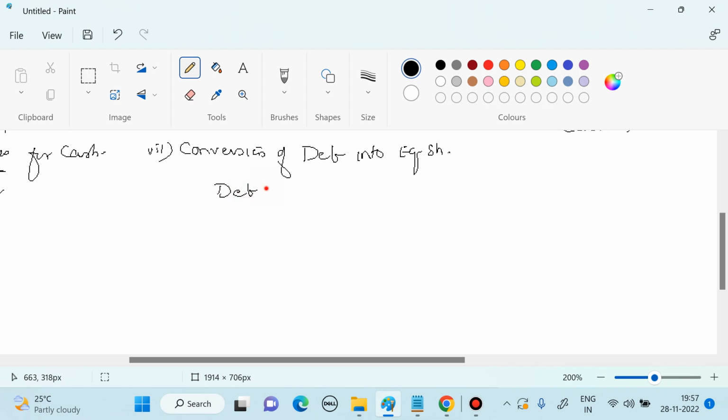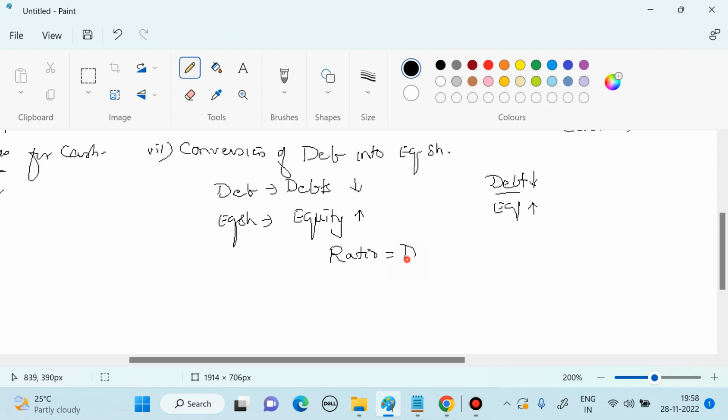Now you know debentures are debts of the company and equity shares are part of our equity. So what is happening? You're converting debentures, means debentures is going to go down, means debt is going to go down. Whereas they are getting converted to equity shares. So equity shares is going to go up, means equity goes up. Now the formula is debt by equity. So debt is coming down and equity is going up. So what would happen to the ratio? Obviously, with the numerator shrinking and the denominator expanding, the ratio would decrease. Got it?